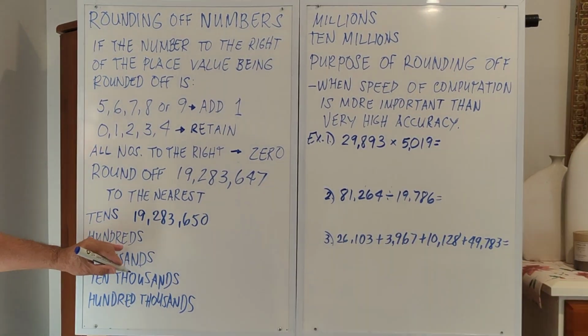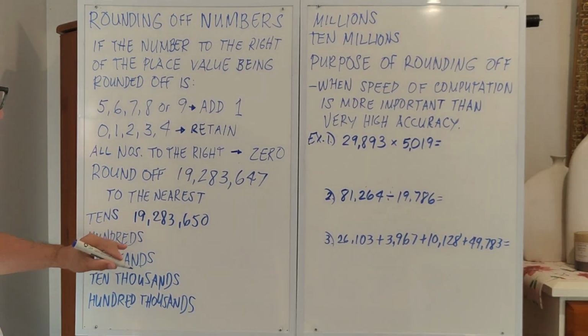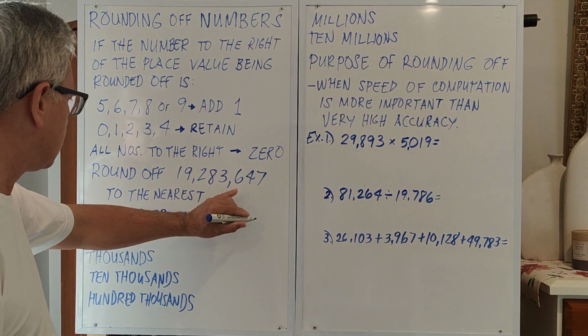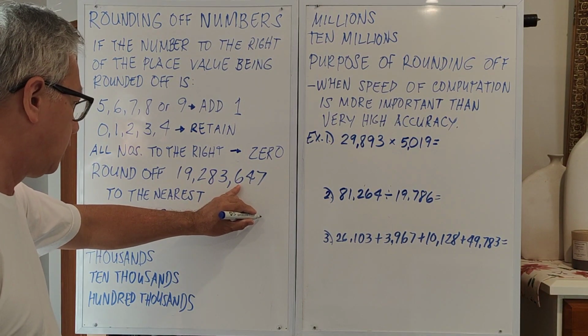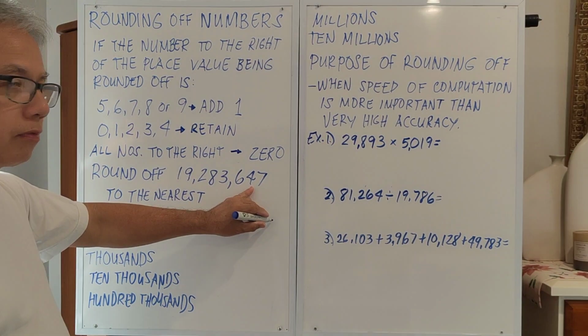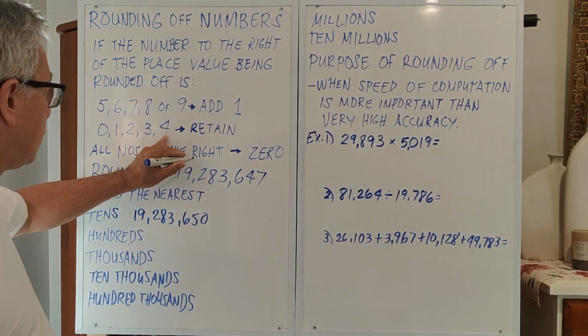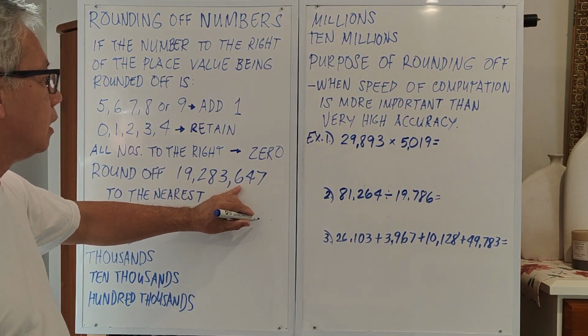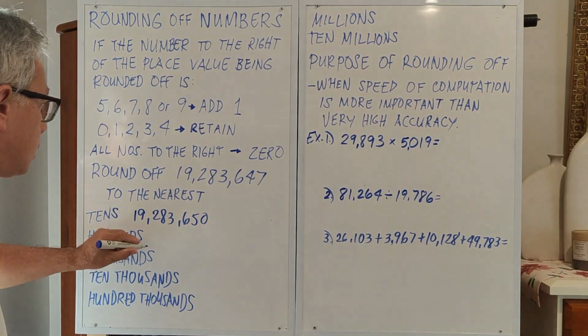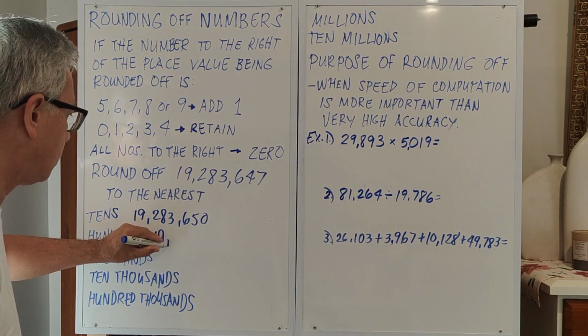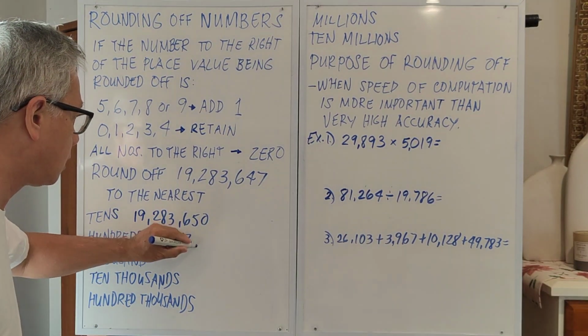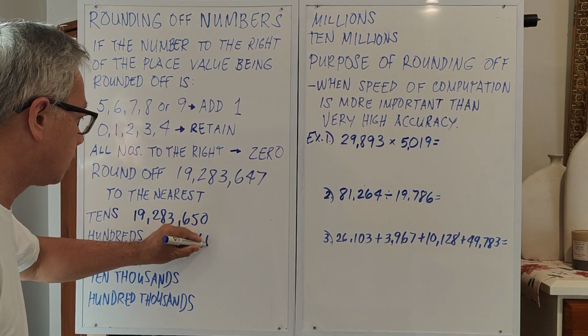Now to the nearest hundreds, the place value is this one for hundreds. The number right next to it is 4, this one, so we retain 6. So this one becomes 19,283,600.